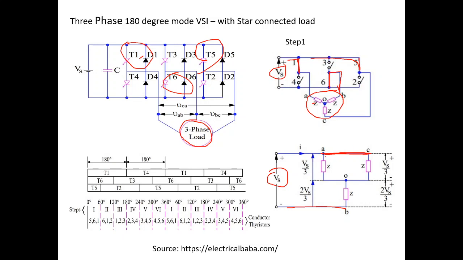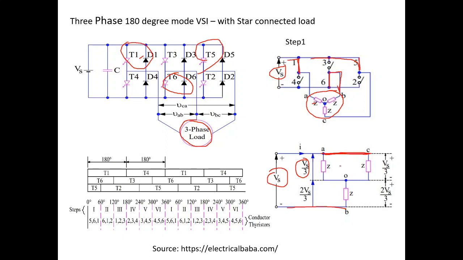Now phase voltage VAO is equal to Vs by 3. Phase voltage VBO, applying network law, you can see that VOB is equal to 2Vs by 3, so VBO is equal to minus 2Vs by 3. And VCO is equal to plus Vs by 3. Okay, so let me repeat. VAO is equal to Vs by 3. VBO, the B phase voltage, is equal to minus 2Vs by 3, and C phase voltage is equal to plus Vs by 3. So please note down those values.